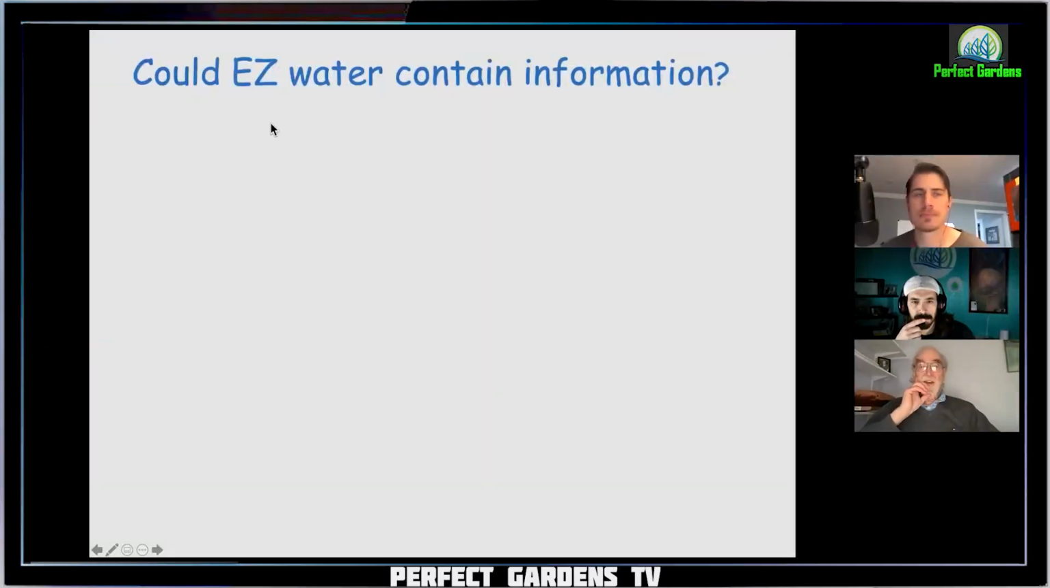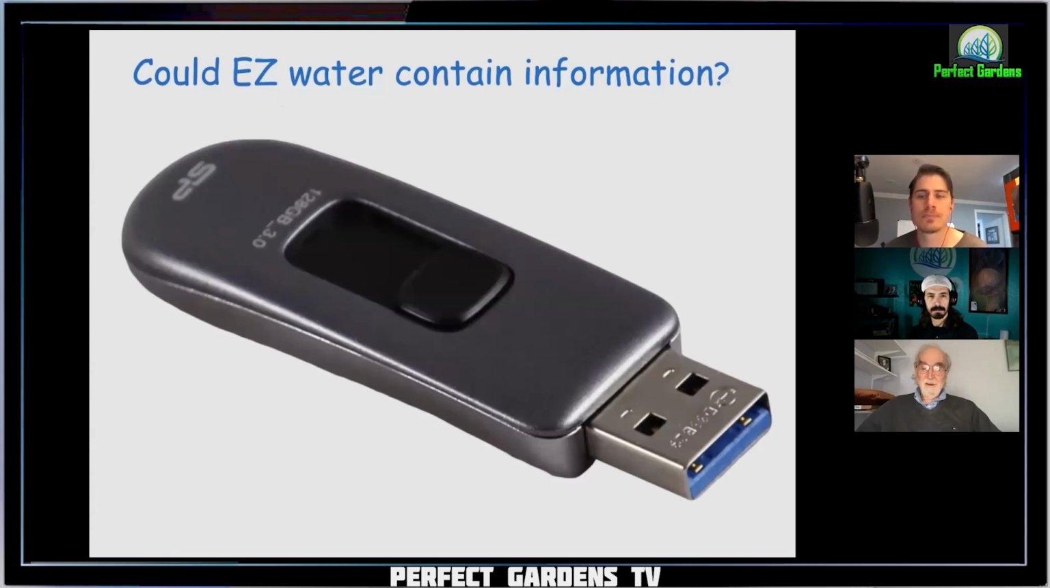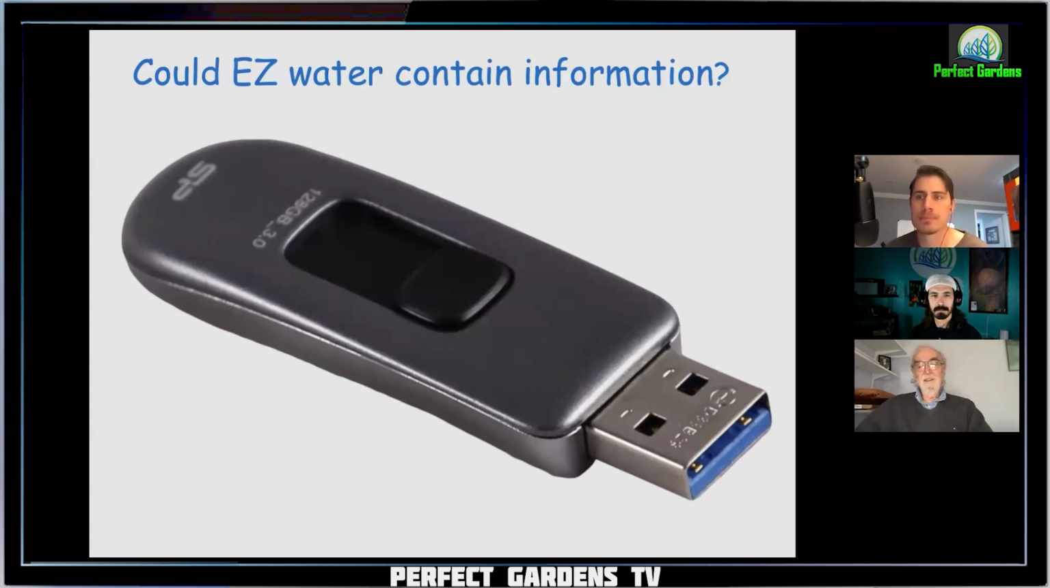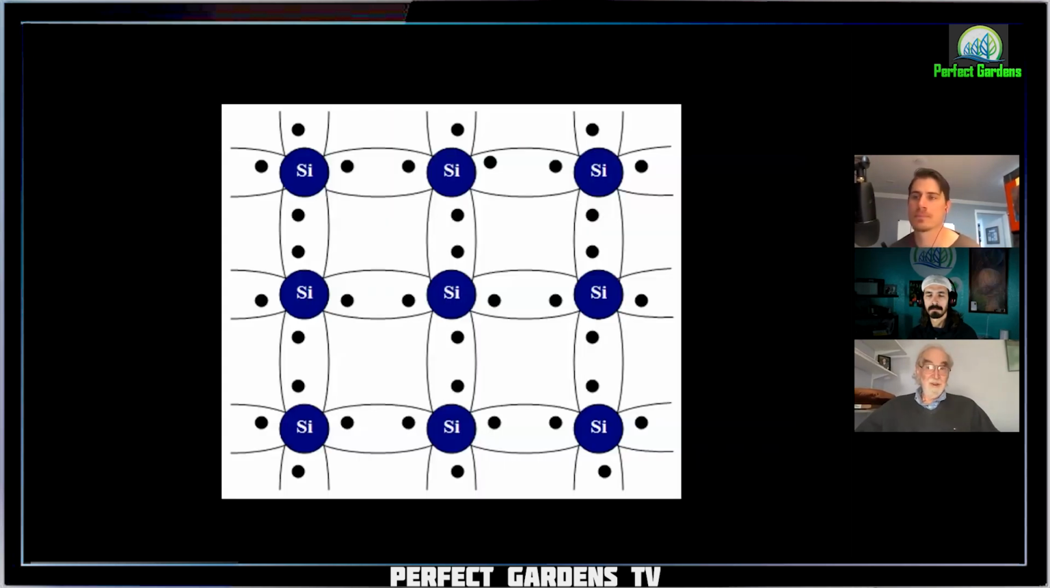And an issue that we address is, could EZ water contain information? And why this is potentially important will become clear as I present. If we think about, could EZ water contain information, we look at a typical thumb drive, which contains information, right? The question I ask is, what are the main characteristics of this gadget? And does the EZ show similar characteristics, which would make it perhaps susceptible, amenable, to storing information? So what's inside of one of these thumb drives?